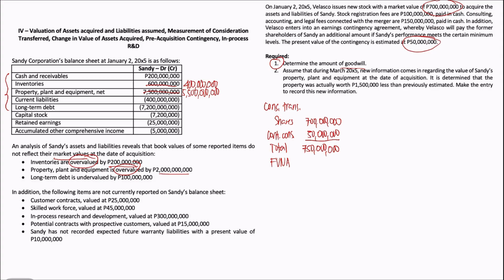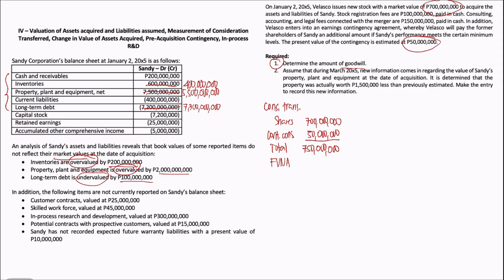In addition, long-term debt is undervalued by 100 million. Undervalued means that fair value is higher than book value. Hence, the fair value of long-term debt is 7.2 billion plus 100 million, that's 7.3 billion.